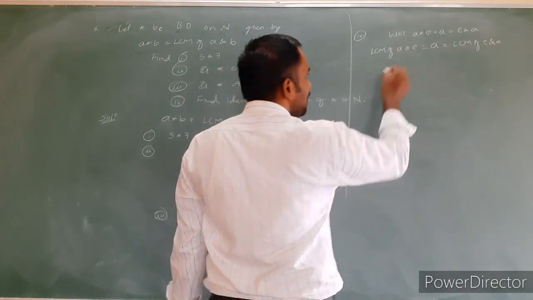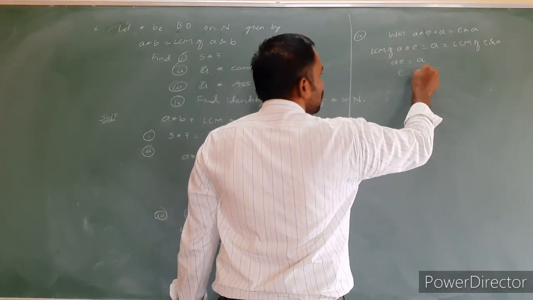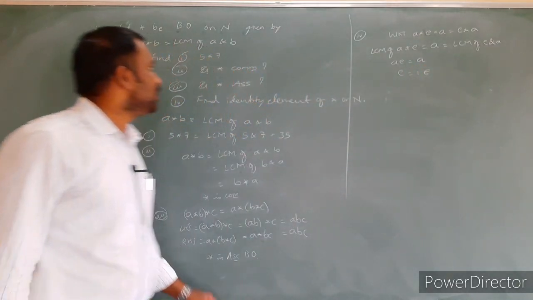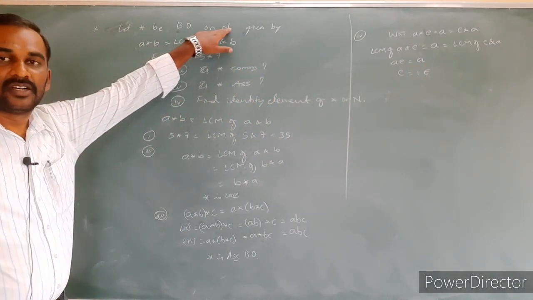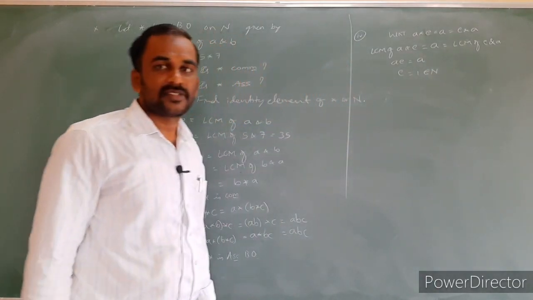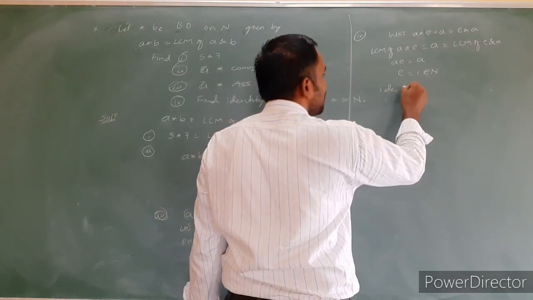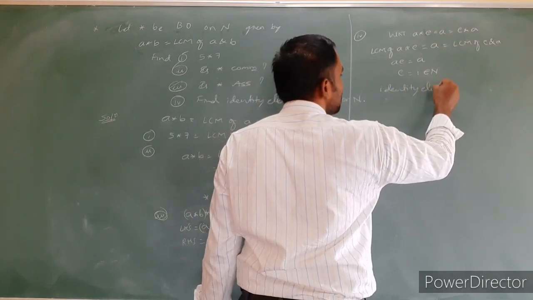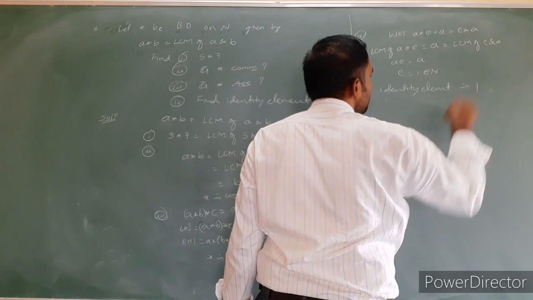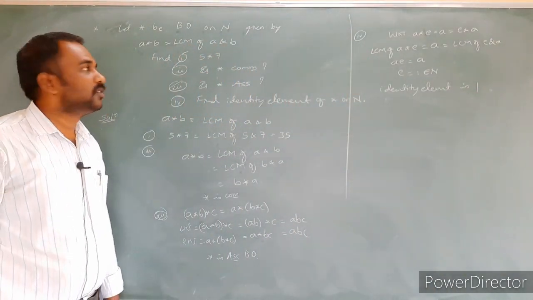I just consider the first two values. What is the LCM of A and E? Can I say that AE is equal to A? E is equal to what? This element E must be present in the given set. E is nothing but 1. 1 is present in the natural number set. Yes, obviously. Therefore, the required identity element is 1 on the given binary operation star. This is how we have to find it.